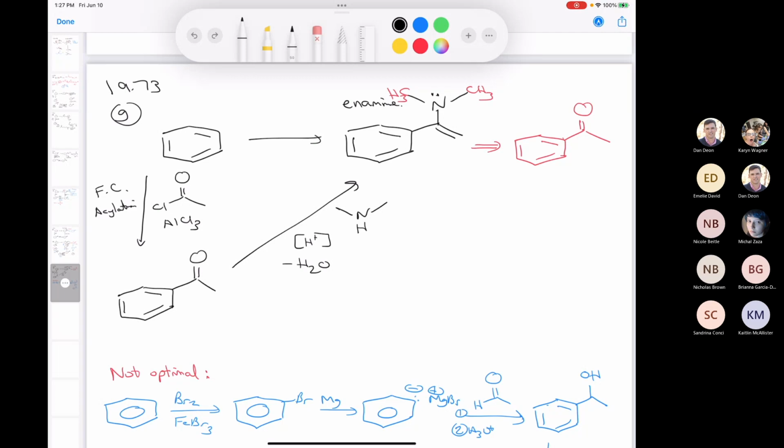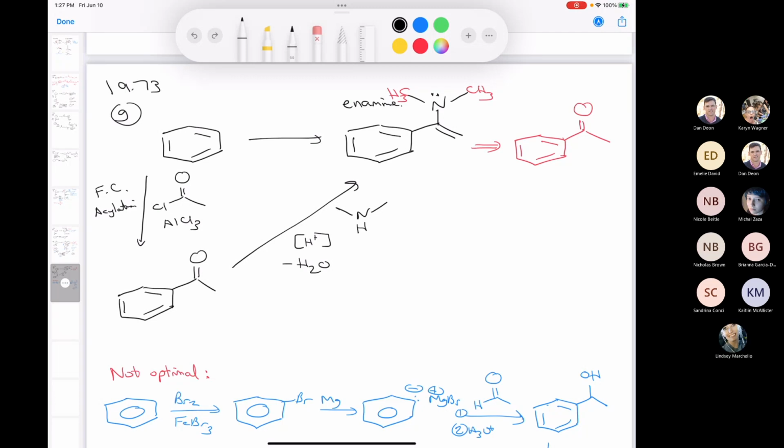Could you start with chlorine and add a bromine later? I'm not sure why you would do that, or how you would replace a chlorine with a bromine exactly. That might be something we could discuss offline.